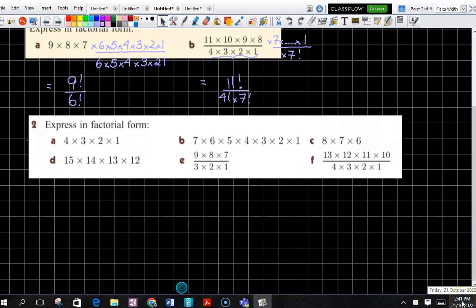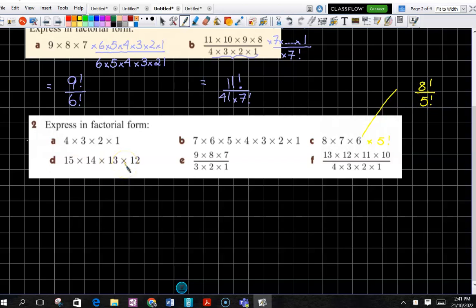Factorials, n is greater than or equal to 0. Okay, so this one we would say, I want to write that as 8 factorial, right? Which would mean I have to times this by 5 factorial to get 8 factorial. Do you agree? And I can do that as long as I times the denominator by 5 factorial. We happy with this?